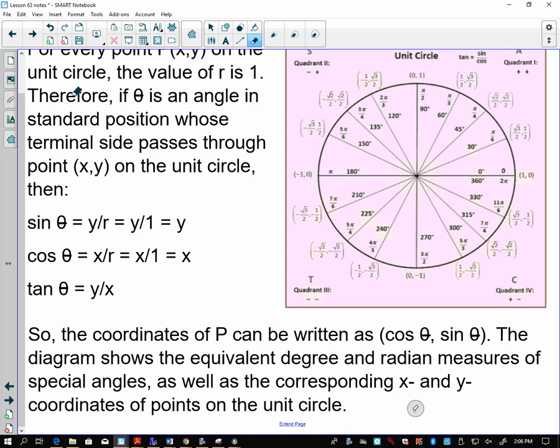90 degrees is 0, 1 because I'm not going left or right, but I am going 1 up. For 270, I'm not going left or right, but I'm going 1 down, so it's 0, -1 in terms of coordinate location.